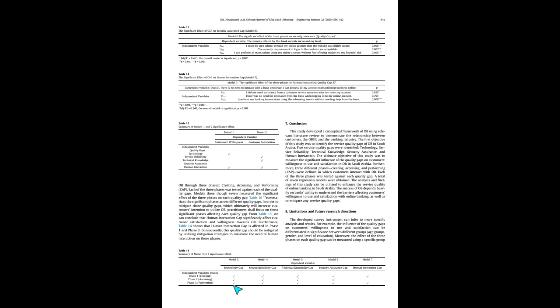But in all the others, all 3 phases are significant for all the 5 quality gaps. But overall, which one has the most impact on customer satisfaction? The service reliability, the technical knowledge, and the human interaction, from the p-values that you get. And for customer willingness, you find that technology and the human interaction are the significant ones.